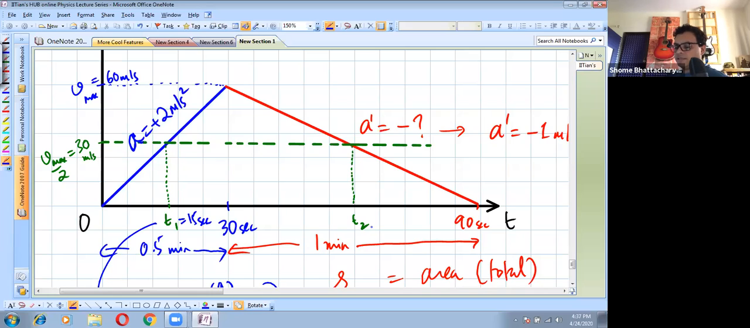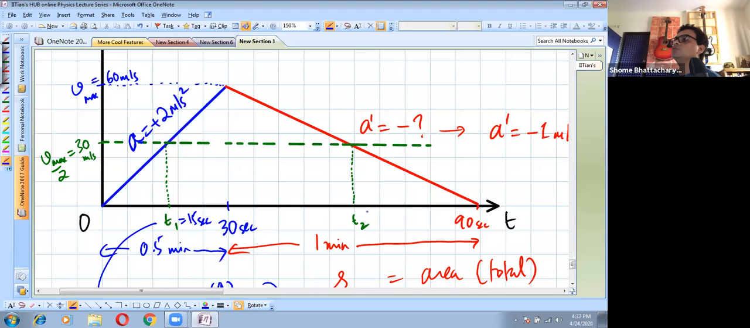Alright, so tell me how I'll get T2. So again, use the property of that second straight line. In this red line, what is happening? The velocity is decreasing from 60 to 0 in 1 minute. So how much time will it take to decrease from 60 to 30? Half a minute. That means this interval of time from 30 to T2 should be how much? It should be 30 seconds.